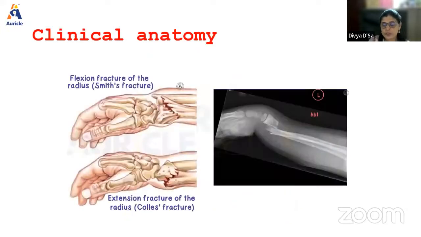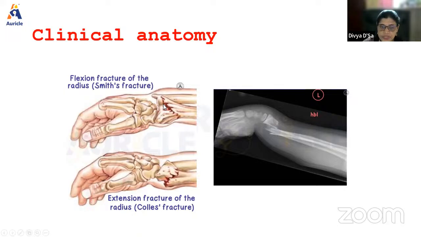Here two types of fractures we commonly see. One is Colles, another one is Smith's, which we also call reverse Colles. The usual case history is a fall on an outstretched hand. Here the fracture is of the distal end of the radius, and there is upward and backward displacement of the distal fragment. This is called the Colles fracture.